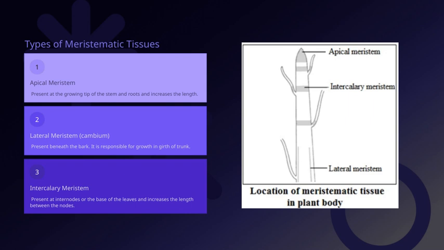Finally, there's the intercalary meristem. This tissue is found at the internodes, which are the regions between two nodes or at the base of leaves. Its role is to promote growth in length between these nodes, helping the plant extend and develop new leaf bases and internodes. All these meristematic tissues work together to support the plant's growth in both length and girth, which ties into our overall theme of how plants develop and adapt over time.